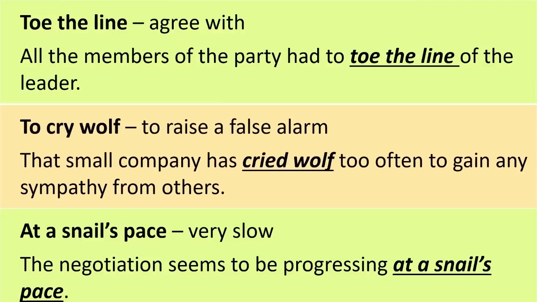Now we have the idiom at a snail's pace. That is very slow. Snail is an animal, it moves very slowly. So from that, this comes. The negotiation seems to be progressing at a snail's pace. Negotiation, when two people or two parties are trying to come to an understanding, they are bargaining with each other. That is a negotiation. So it is going at a snail's pace. That means none of the two are agreeing to whatever is being said.